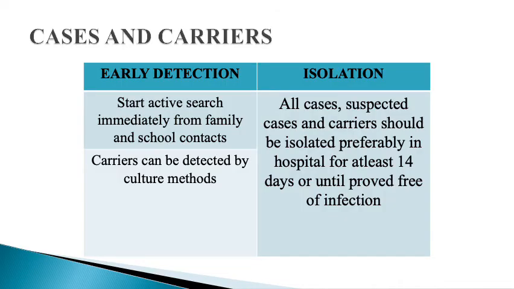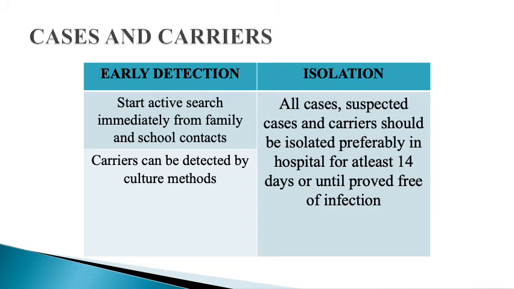Coming to the control of diphtheria. First is the control in case of cases and carriers. It can be done in two ways. First is the early detection and isolation. Early detection will start from active search of cases immediately from the family or school contacts of the infected children. Swabs should be taken from both the nose and throat and examined by culture methods for diphtheria bacilli, and tests should be made for the virulence of the organism. Carriers can also be detected by culture methods.